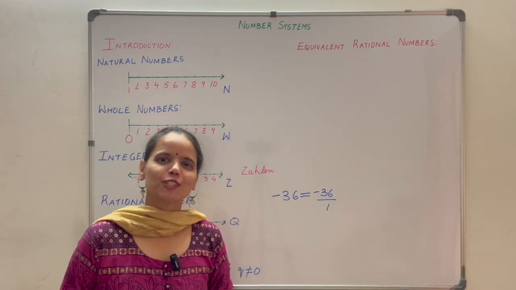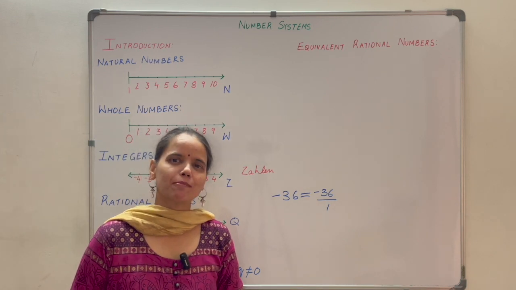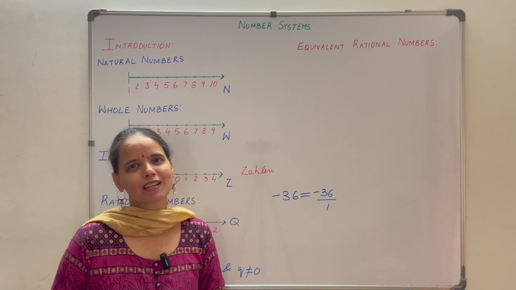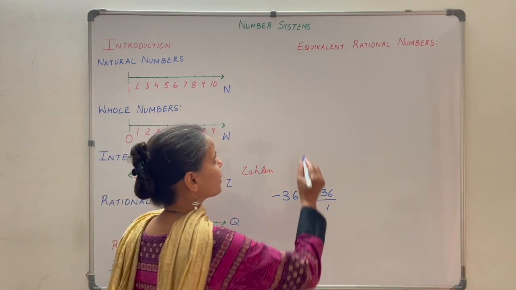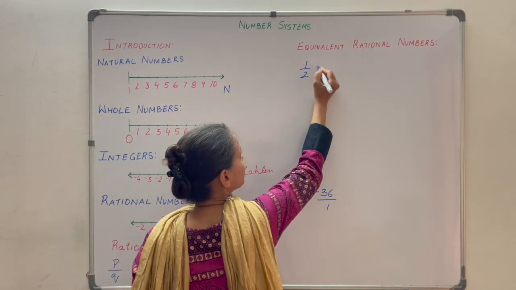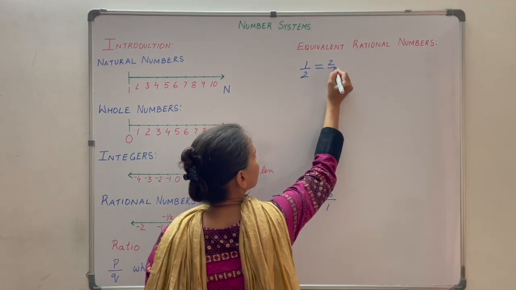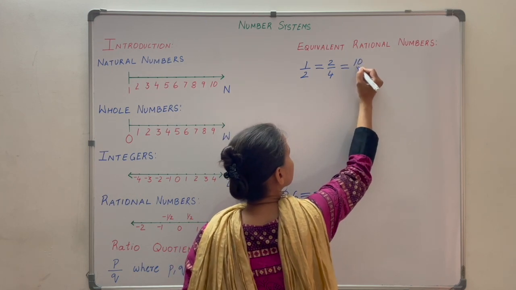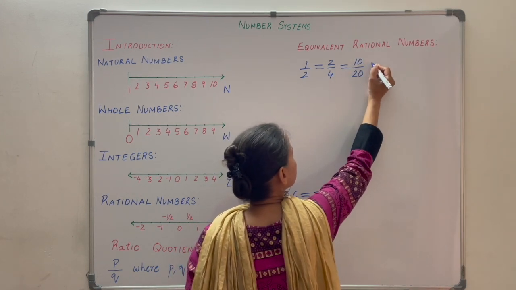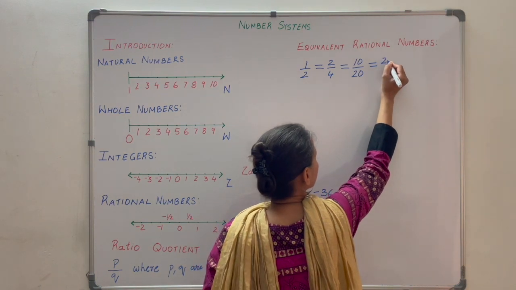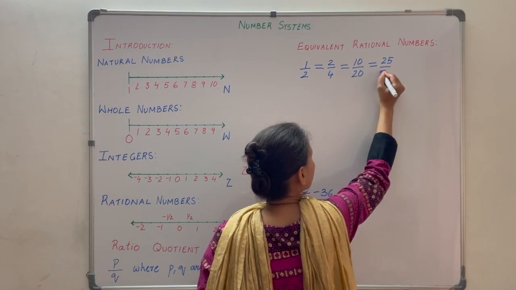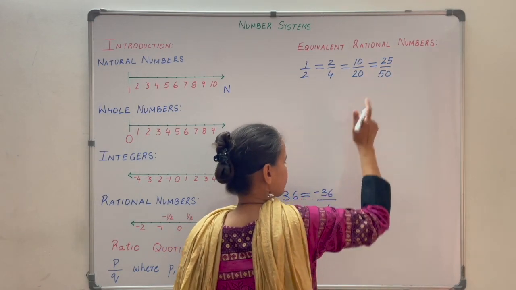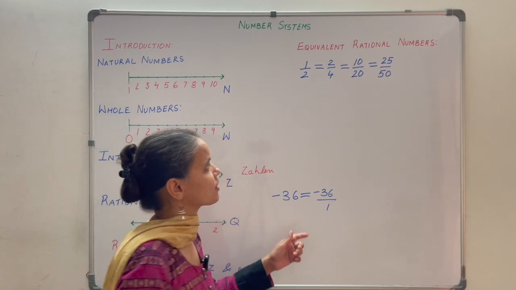Equivalent rational numbers. You can obtain equivalent rational numbers by multiplying or dividing both numerator and denominator by the same number except 0. For example, 1 by 2. If I multiply both numerator and denominator by 2, then I get 2 by 4. If I multiply both by 10, then I get 10 by 20. If I multiply both by 25, then I get 25 by 50.